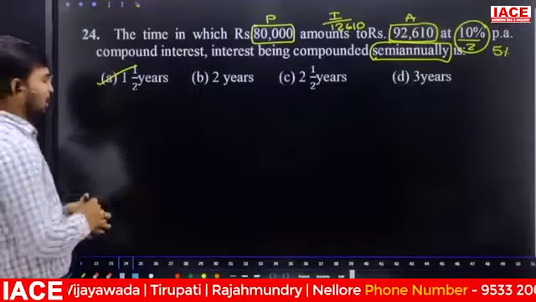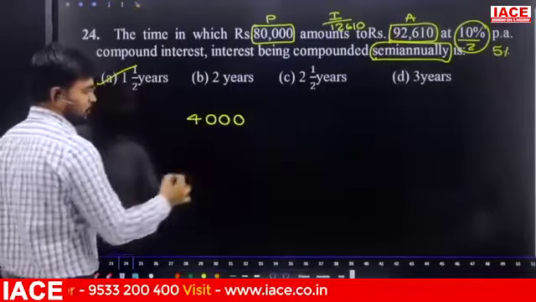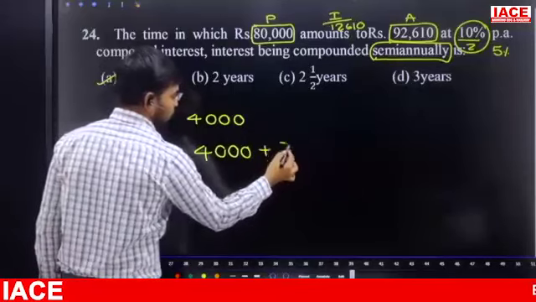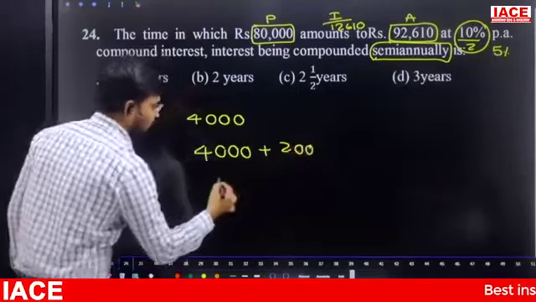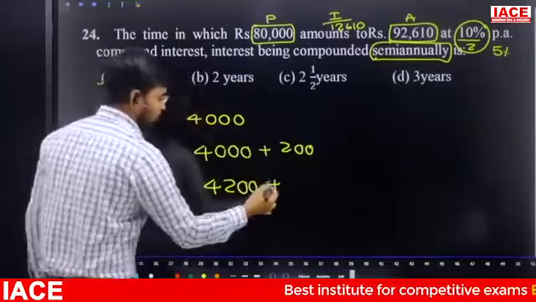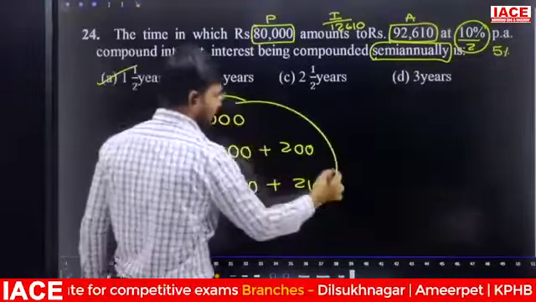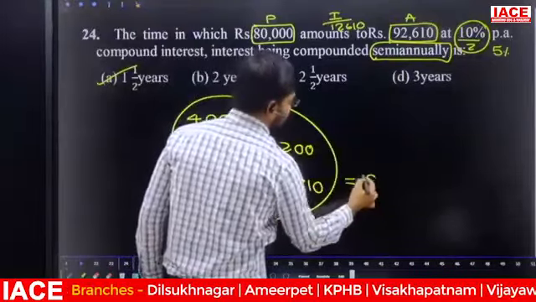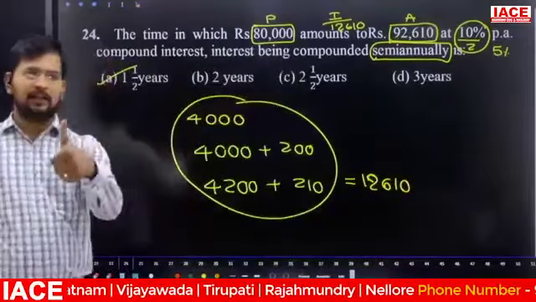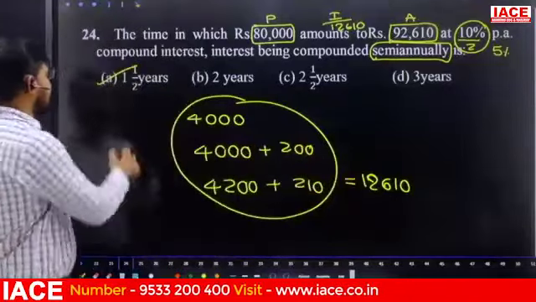So once again I will explain. 5% means 10% is 8,000, so 5% is 4,000. Second half year: 4,000 plus 5% on 4,000, which is 200. Third: 4,200 plus 5% on this, which is 210. If I add all these, you will get 12,610. All of you clear? In the exam you don't need to do this, we can attack the answer directly. So option A is the right answer.